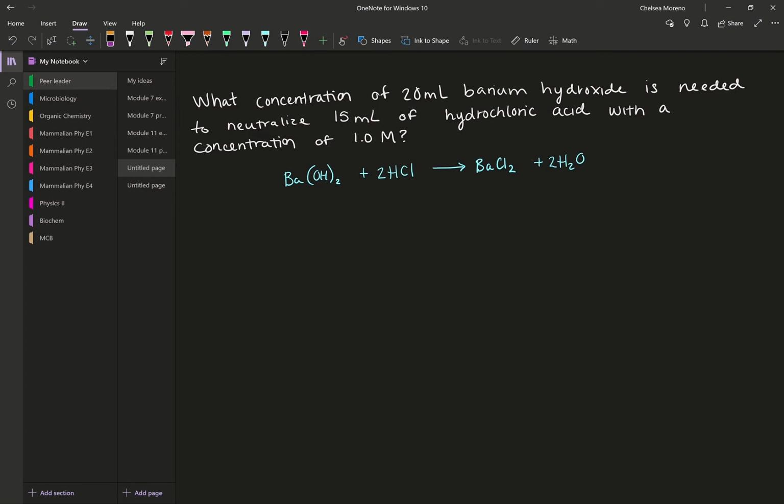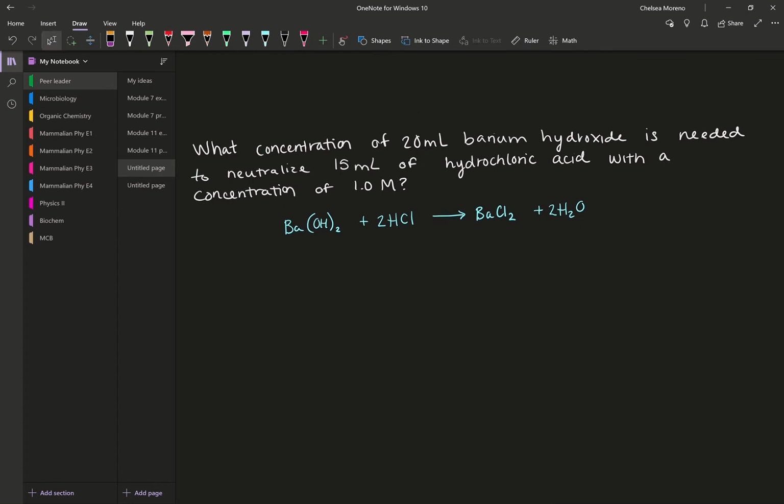Okay, so we have our equation written down, right? So we're going to say, okay, well, now let's write down what we actually know. So we know that we have a concentration of 20 milliliters, right? So if I'm going from liters to milliliters, I'm going to move my decimal 3 times to the right, right?